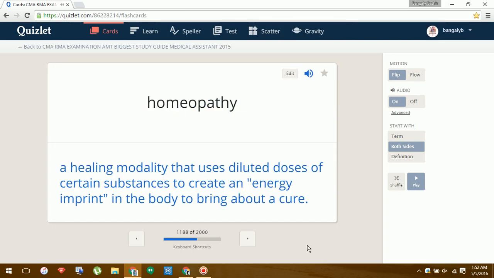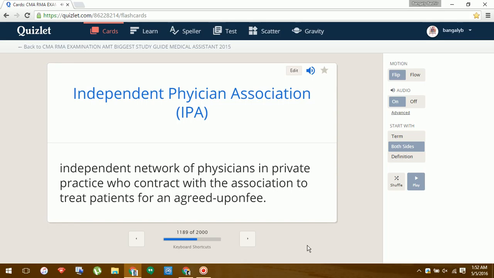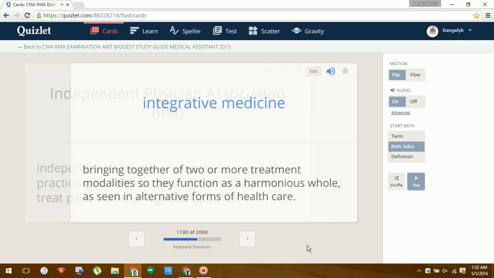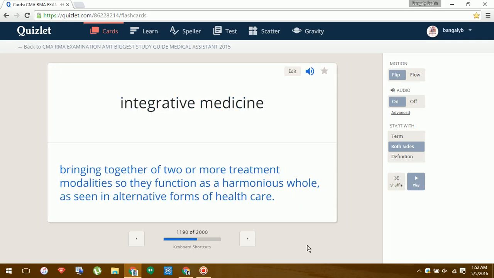Homeopathy. A healing modality that uses diluted doses of certain substances to create an energy imprint in the body to bring about a cure. Independent Physician Association. Independent network of physicians in private practice who contract with the association to treat patients for an agreed-upon fee. Integrative medicine. Bringing together of two or more treatment modalities so they function as a harmonious whole, as seen in alternative forms of healthcare.